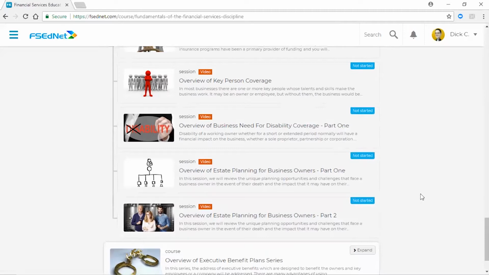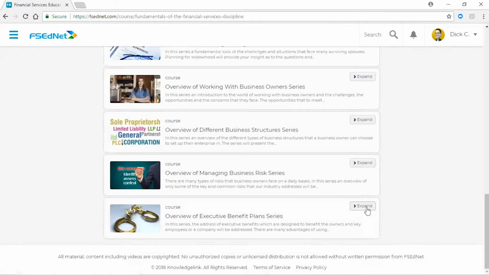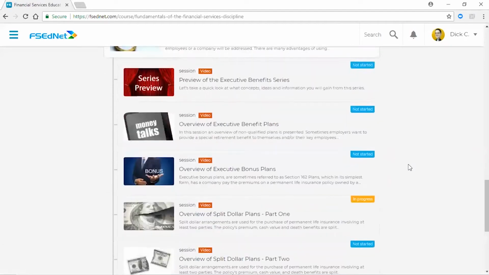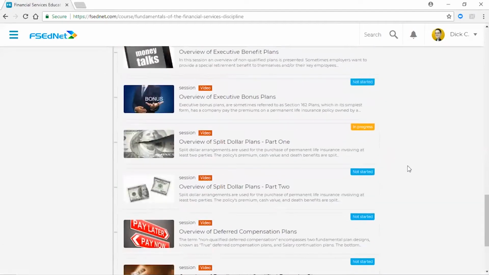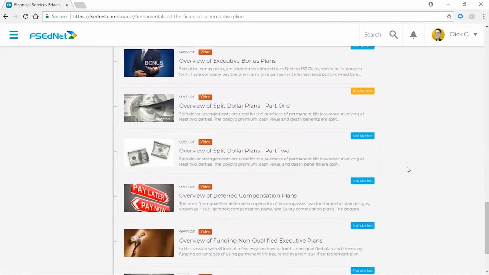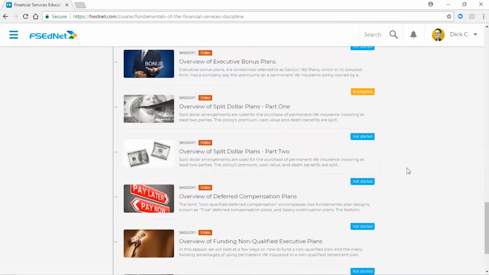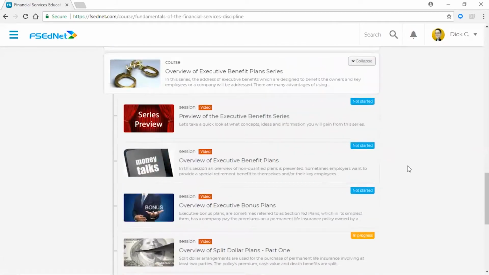and the additional factors that a business owner needs to take into account when preparing their estate plans. The next course is on understanding executive benefits, which are often referred to as non-qualified retirement benefits. We will discuss what they are, how they can be designed and funded, and why they are so popular. We will look at SERP plans, executive bonus plans, split dollar, and deferred compensation.